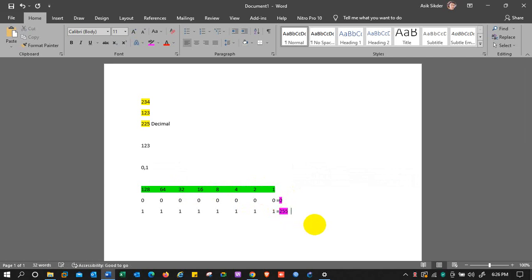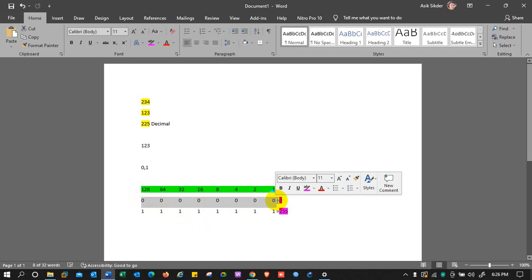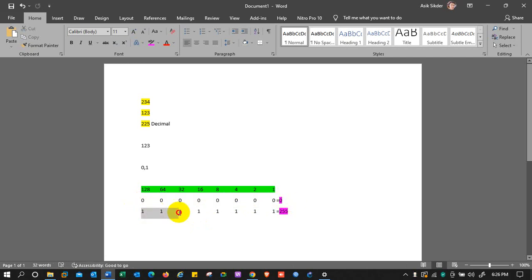So these are the exact things: when we give all zeros, the result is zero, and if we take all ones, that means eight ones in one octet, the result will be 255.